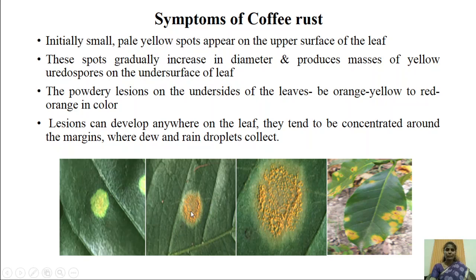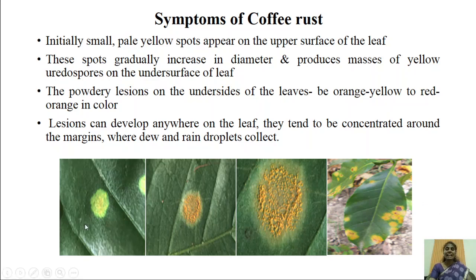These powdery lesions on the underside of the leaves are orangish yellow or reddish orange in color, hence the name rust disease. They look like a rusty mass, hence the name rust disease. The lesions develop anywhere on the leaf surface, but they usually tend to concentrate around the margins where dew and rain droplets collect.